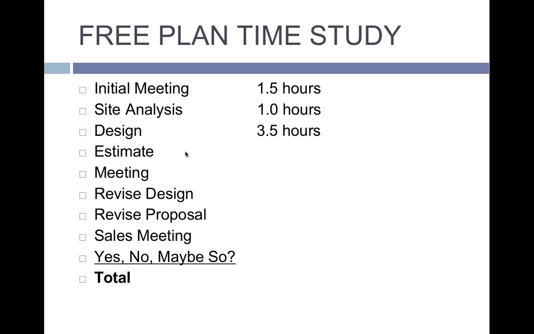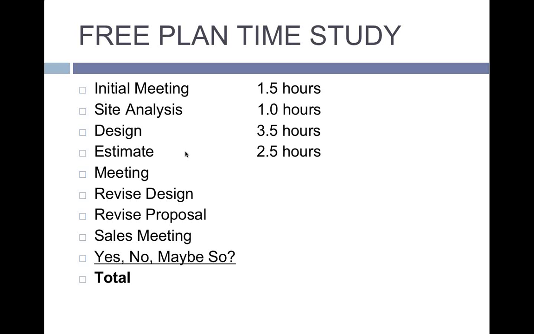And this is assuming all the bells and whistles, not just a planting plan, but hardscape, maybe an outdoor kitchen layout, possibly a swimming pool, definitely plantings, new walkway, maybe driveway layouts. And quite honestly, 3.5 hours is being pretty conservative. We all know that that number could grow significantly.